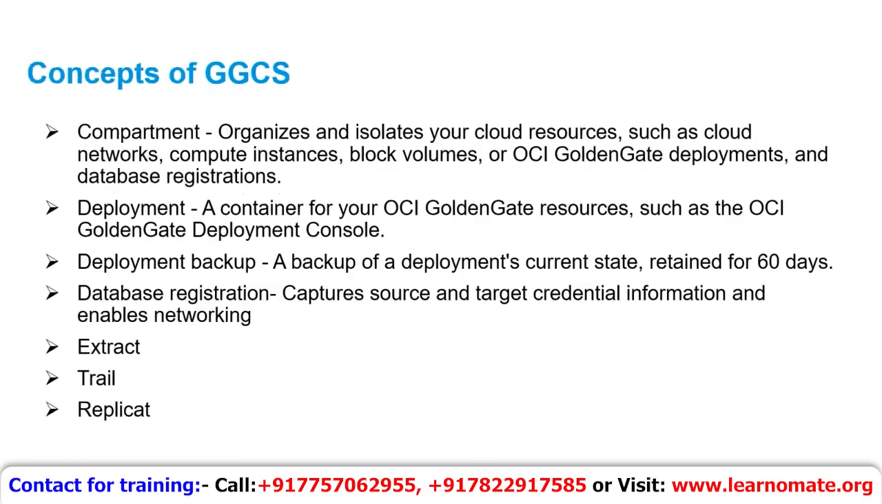So what are the different concepts of GGCS? The different concepts of GoldenGate Cloud Service include compartment, which organizes and isolates your cloud resources, such as cloud networks, compute instances, block volumes or OCI GoldenGate deployments and database registration. So a compartment basically organizes and isolates all the cloud resources, whatever networks, deployments, and database registrations you are doing.